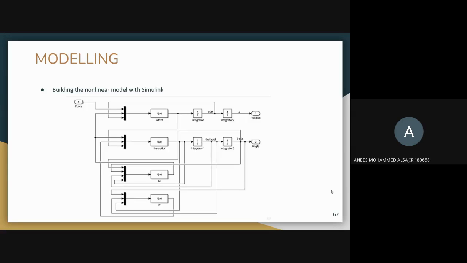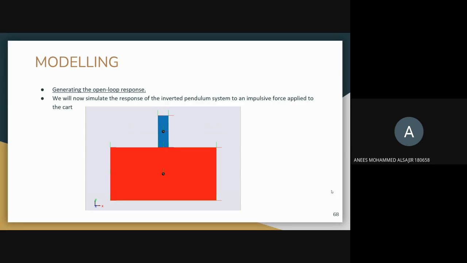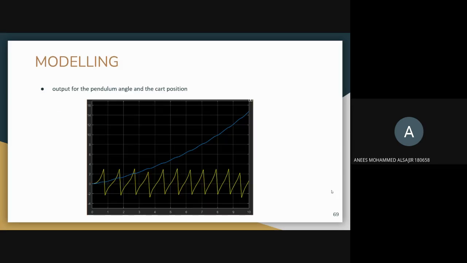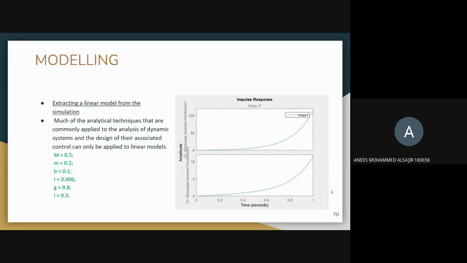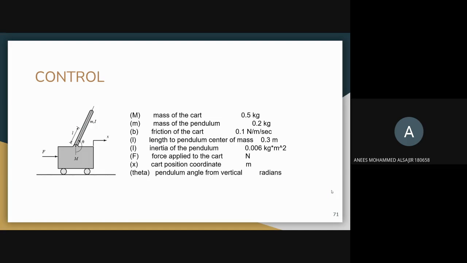And now we are building a non-linear model with Simulink. From the non-linear model, we get a simulated pendulum cart diagram. So this is when it's in stable condition. And this is the output for the pendulum angle and the cart position. So this is the graph obtained. Then we are extracting a linear model from the same simulation. So we add these six values into the MATLAB console, and then we obtain the impulse graphs. It's already discussed.